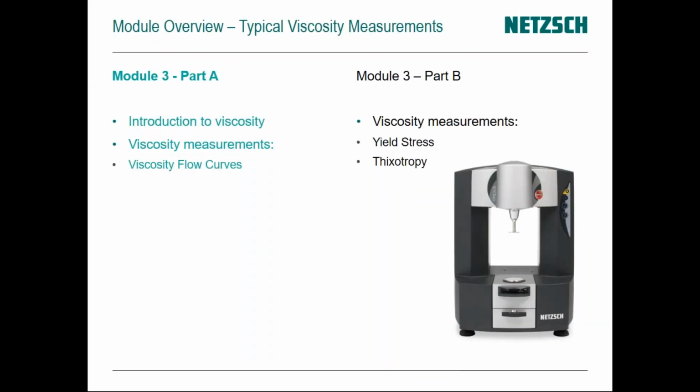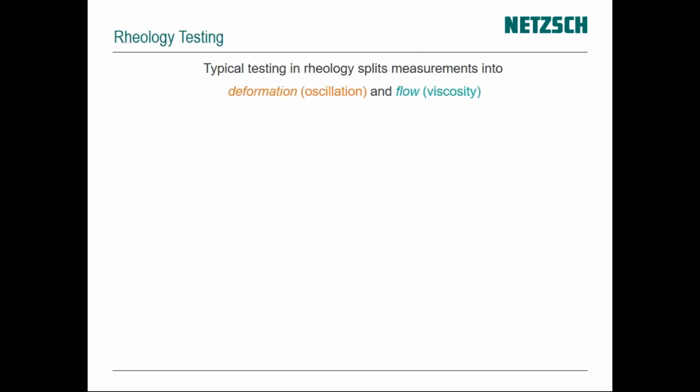So we have two parts here. Part A is an introduction to viscometry, viscosity measurements, and viscosity flow curves. And some of this will be a recap if you've seen any of the previous presentations on introduction to rheology. And then we have different types. We have a yield stress test and then a thixotropy test in part B.